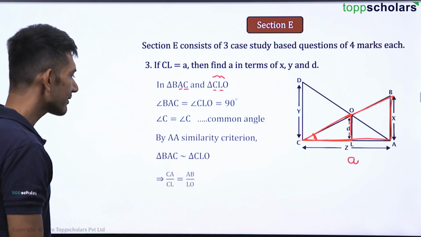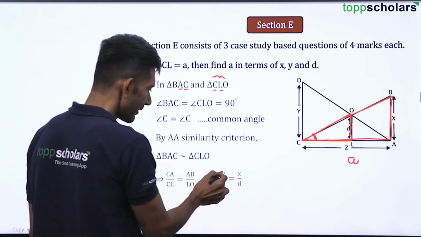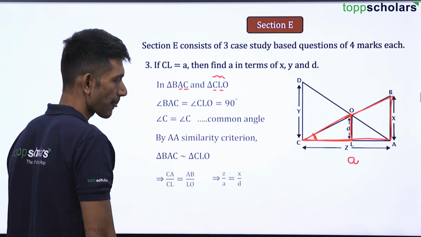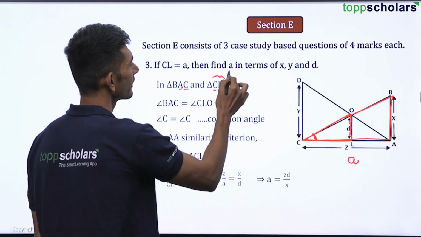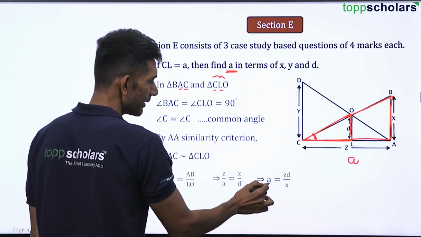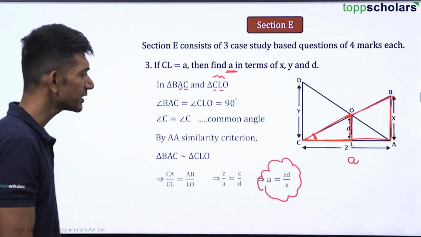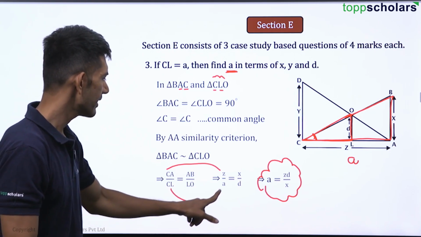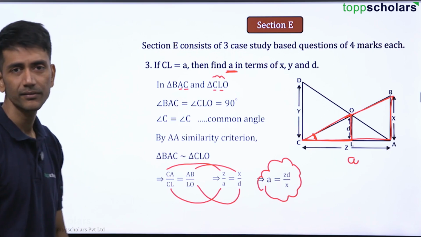And once the two triangles are similar, their corresponding sides are in proportion. So can I say Z by A is equal to X by D? We want A, right? So A will be Z into D by X. Just put the values. CA is Z, CL is A, LO is D, and AB is X.